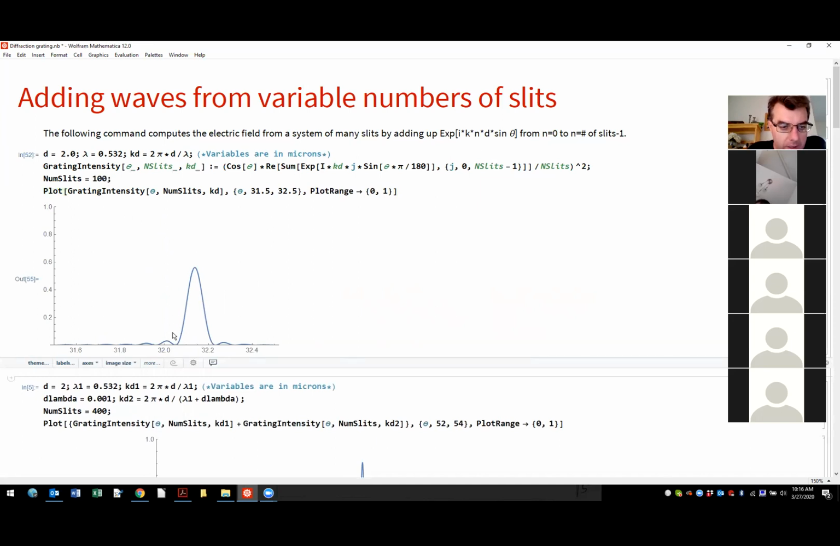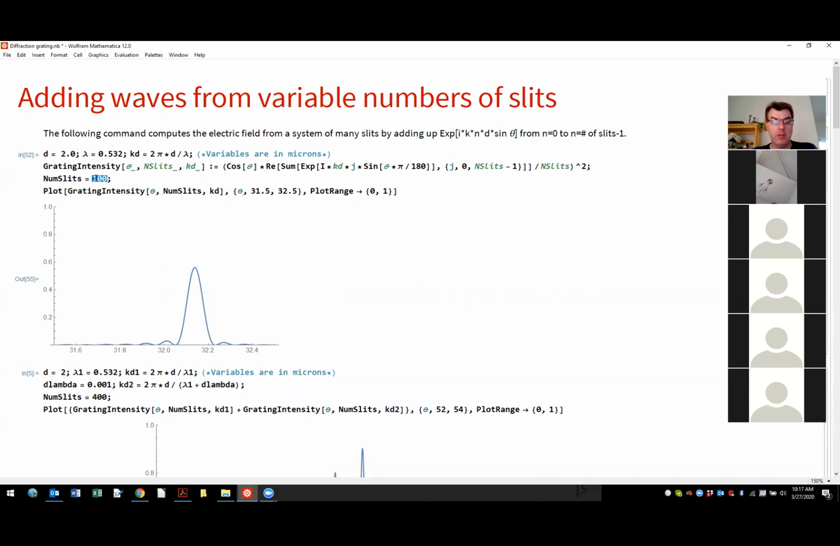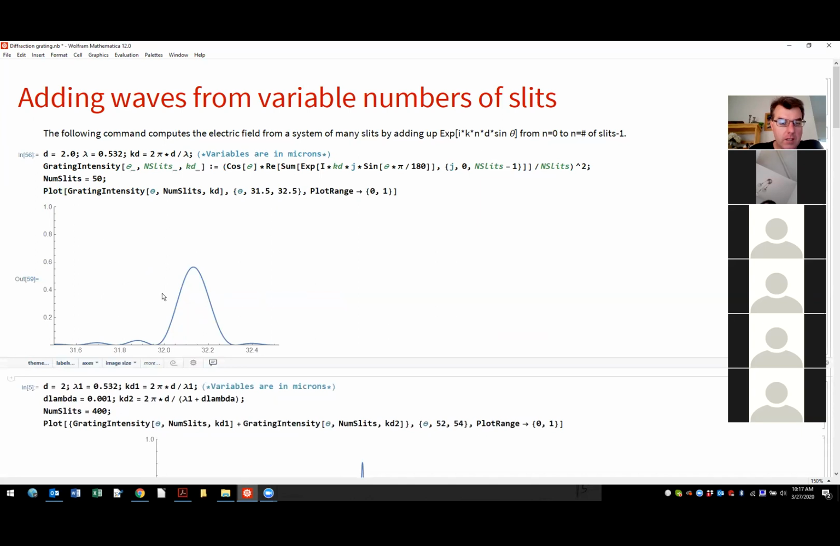And with 100 slits, the peak goes from, I would say, 32.05 to 32.22. So I would say about 0.17. And if we halve the number of slits, then it's going from a little bit less than 32 to a little more than 32.3. So now it's about 0.3 something. So again, halving the number of slits doubles the width.